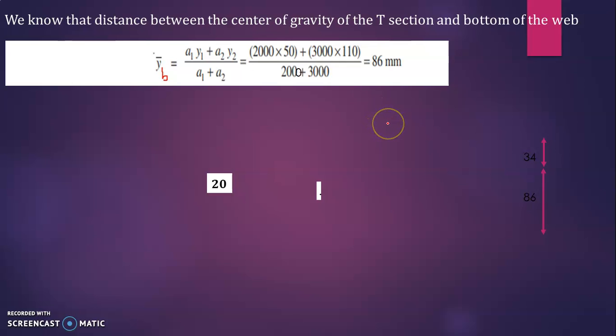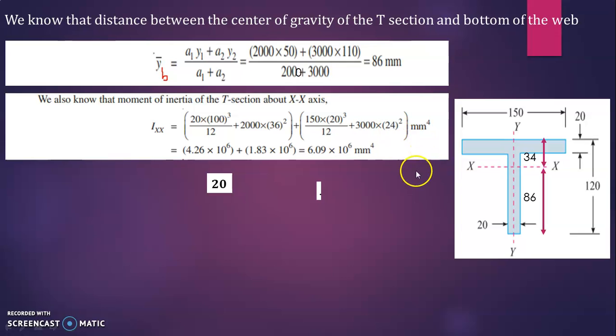That is YB. Now you can calculate the moment of inertia, Ixx. For the T section, you have to use this formula: I is equal to BD cube divided by 12 plus A into Y square. Here there are two sections, so you have to use this formula 2 times. Now see, I have shown here 86, that is YB. From the bottom this is 86 and from top this is 34.